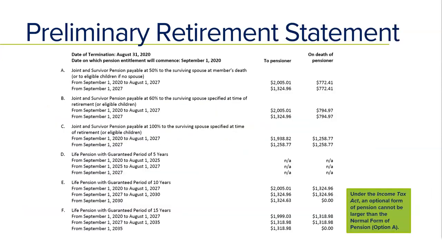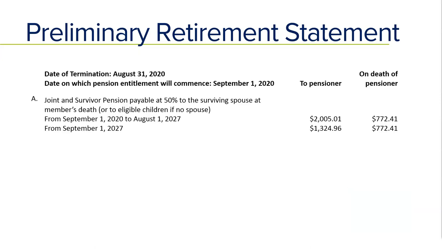So if we take a look at what we call the preliminary retirement statement, this is really what the package would look like when you receive your retirement papers. So as you can see, option A, B, C, we see all the options that we talked about. So we'll take a look at the following page here. If we take a look at the option A, which is the 50%.